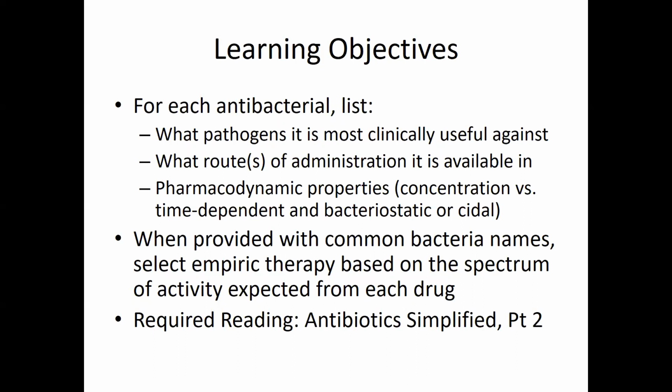Also, the reverse is true. When given common bacteria names, you should be able to select empiric therapy based on the spectrum of activity expected from each drug. I highly recommend the textbook Antibiotics Simplified by Jason Gallagher and Conan McDougall. It explains a lot of both the efficacy and safety tips for these antibiotics.